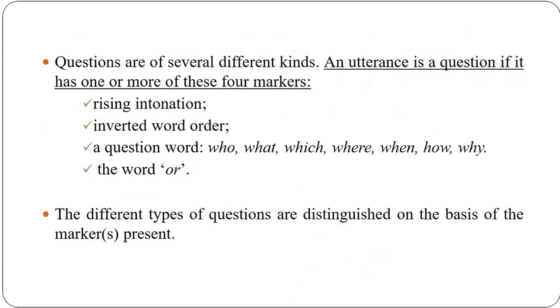Okay, let's go on. So questions are of several different kinds. And an utterance is a question if it has one or more of these 4 markers. To state that a statement or an utterance is a question, we need to see these 4 markers: rising intonation, inverted word order, devrik cümle yapısı yani, a question word, or the word or might imply that the utterance is a question. So the different types of questions are distinguished on the basis of the markers present in this utterance.